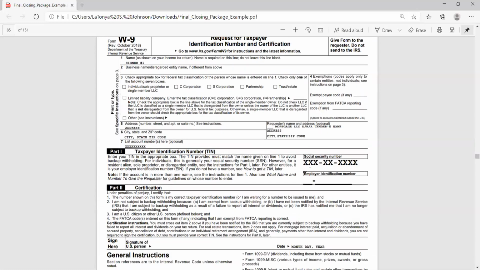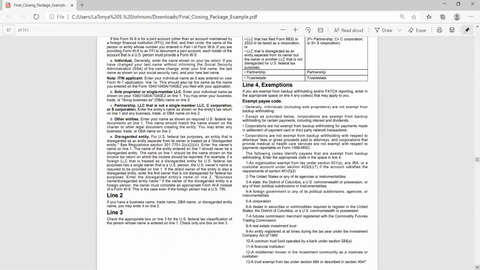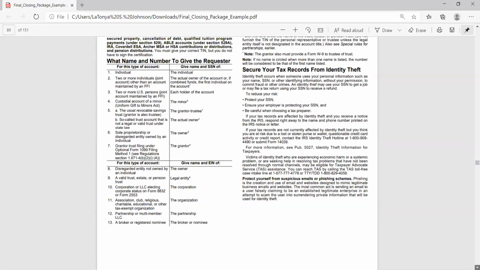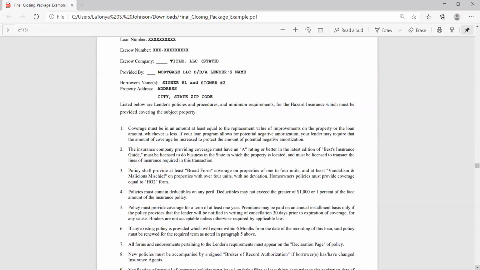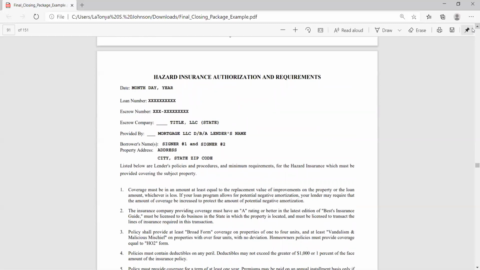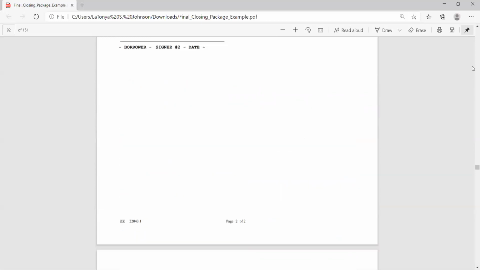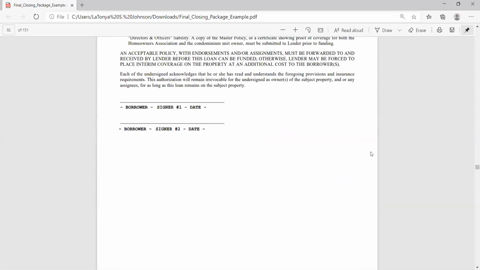Same form. Make sure that this social security number is correct, their name is correct, and the address. This is telling you that you have to maintain hazard insurance on the property. And there's another place for them to sign. Add your stickies there.